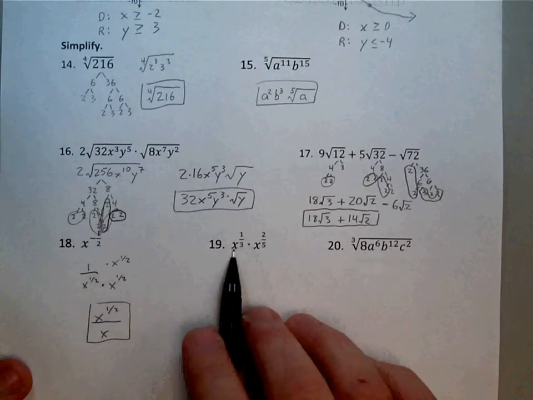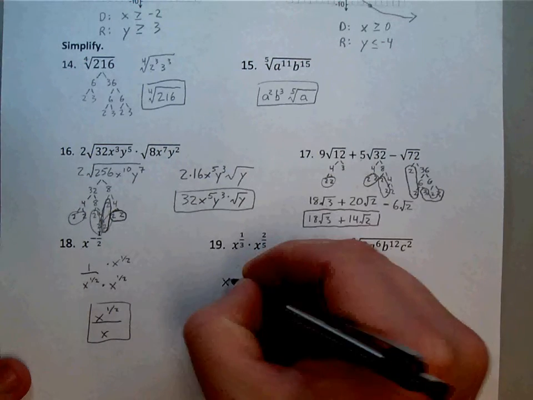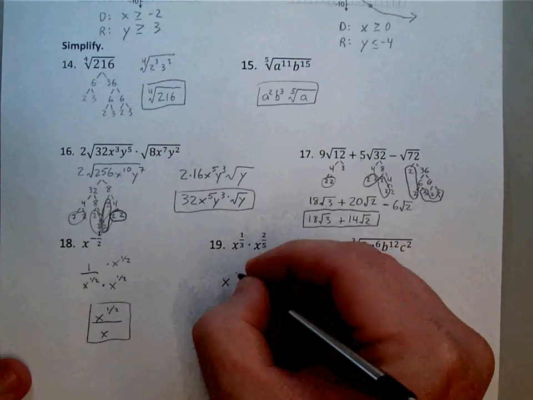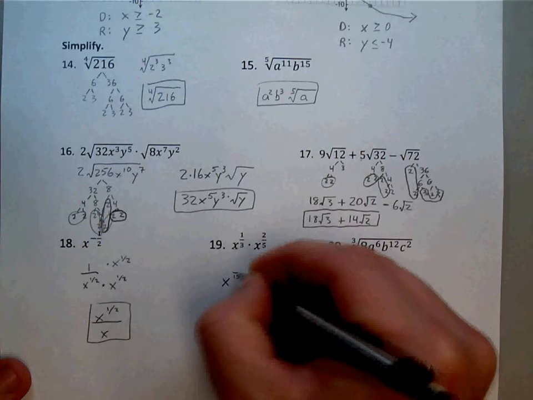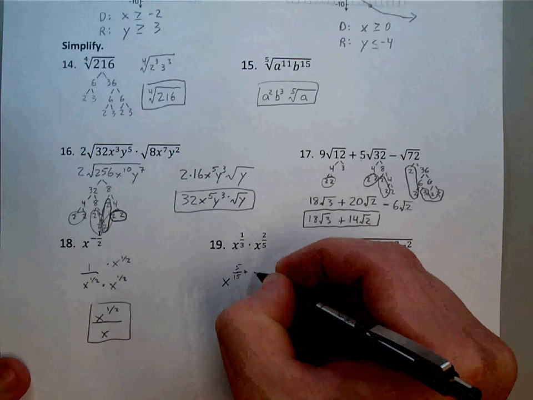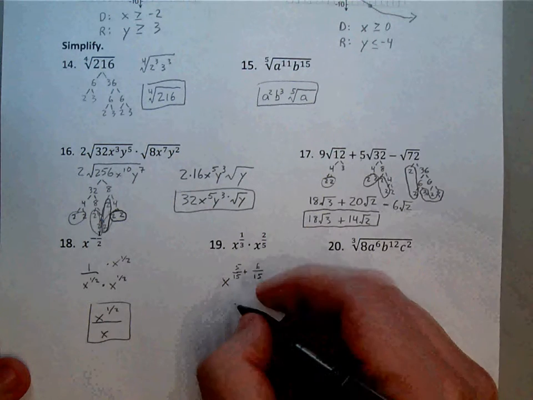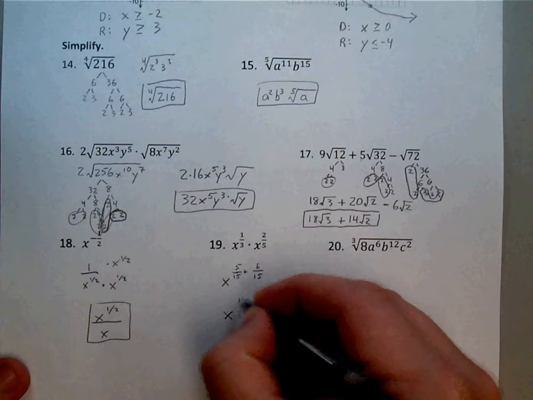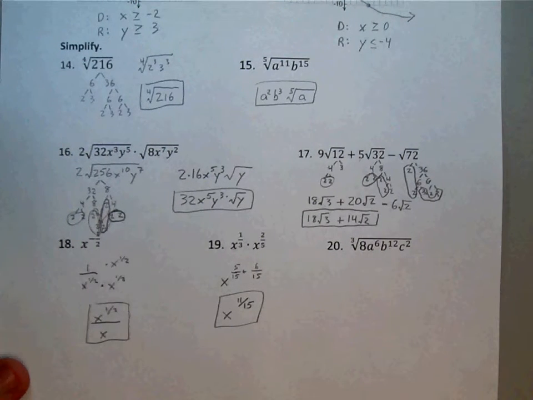19, I have a multiplication problem, so I will add these exponents together. Keep the base number of x, add 1/3 and 2/5, but I need a common denominator, which would be a denominator of 15. So 1/3 turns into 5/15. 2/5 turns into 6/15. Add those together, I get 11/15. That's my exponent, so I have x to the 11/15.